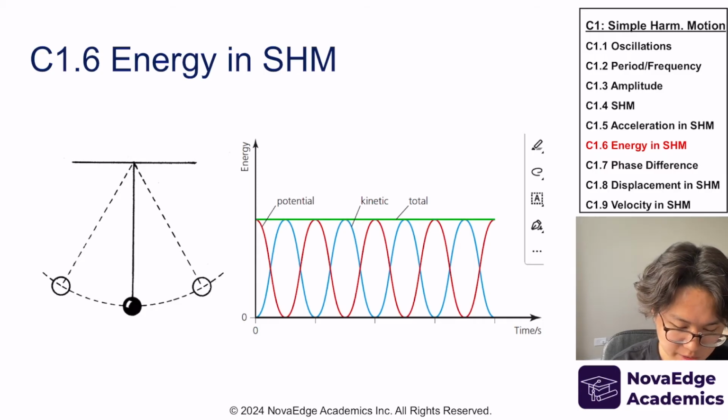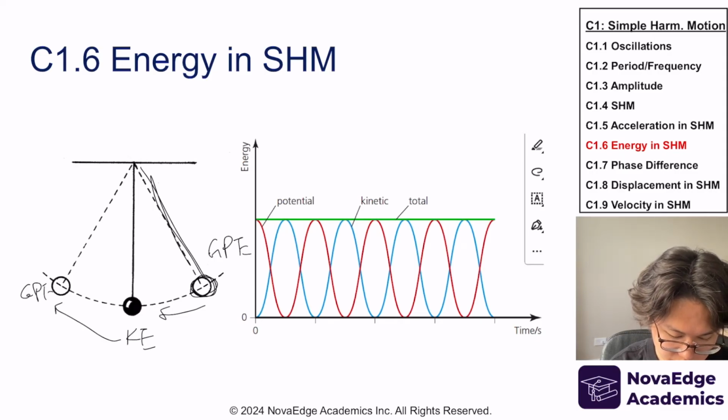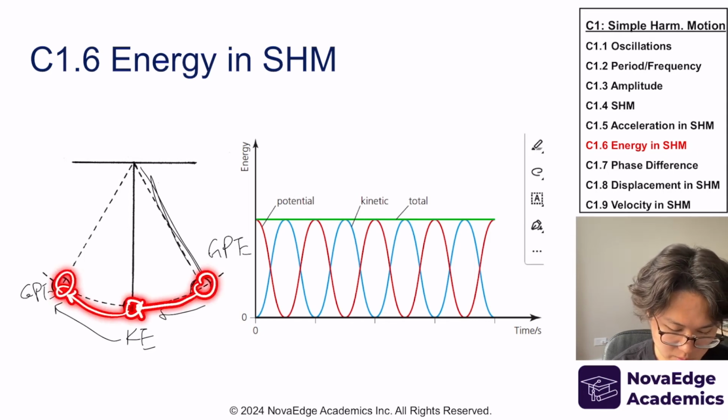Now, what's happening is at the top here in the pendulum, you have gravitational potential energy. That converts into kinetic energy, and then that converts into gravitational potential energy again, right? Because the pendulum falls down because of gravity, and so on and so forth, right?